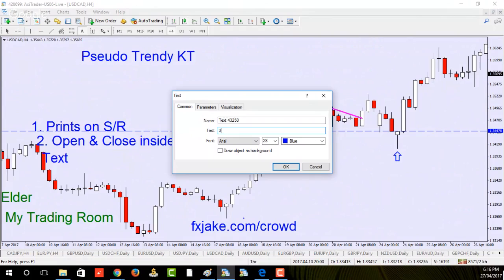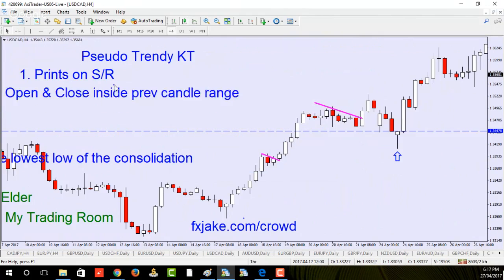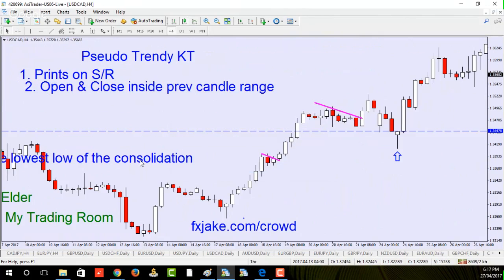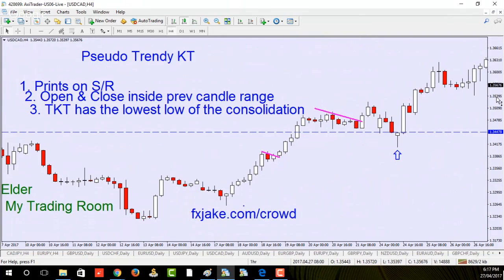For a bullish trend, trendy kangaroo tail has the lowest low of the consolidation. Consolidation just means the pullback, the retracement, the directionless market, right? Trendy kangaroo tail is the lowest low of the consolidation. That certainly is the case here. Okay, cool. Are there any questions about trendy kangaroo tails?